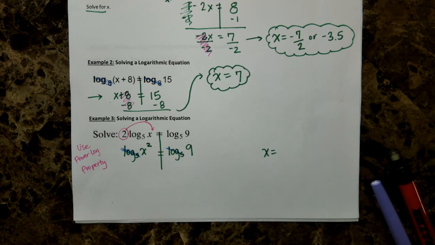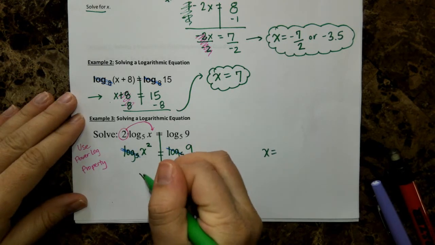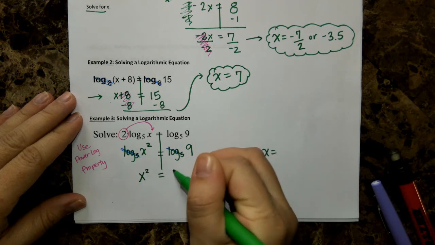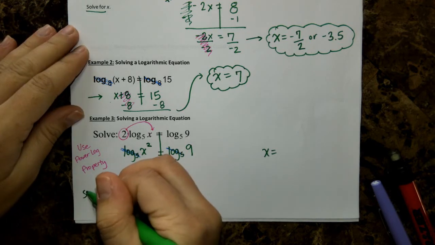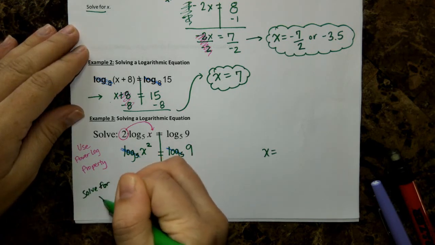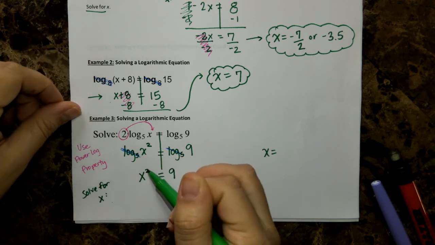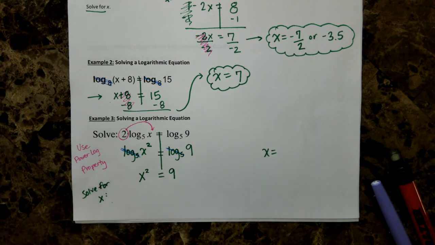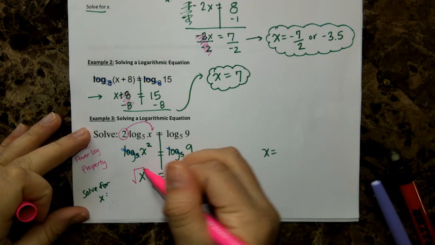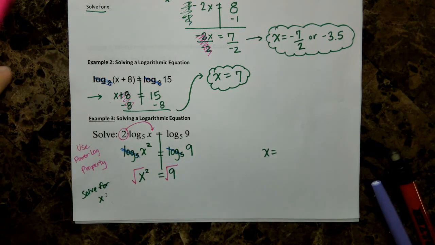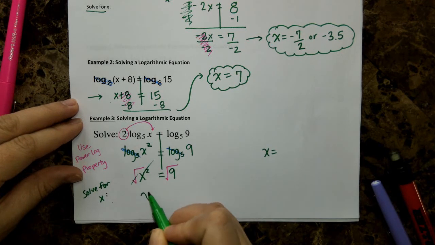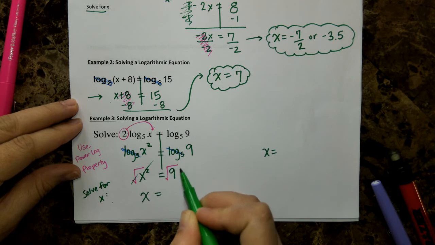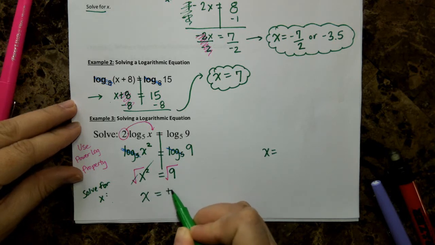So we cancel those out, and all I have left is x squared equals 9. And then lastly, we're just going to solve for x. All we have to do to get x by itself is get rid of this squared. Now, the opposite of squared is square root, so I'm just going to square root both sides. Square root and square cancel out, and I'm left with x equals the square root of 9, which is positive or negative 3.